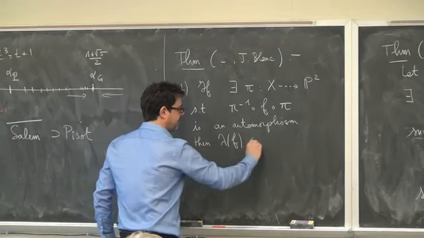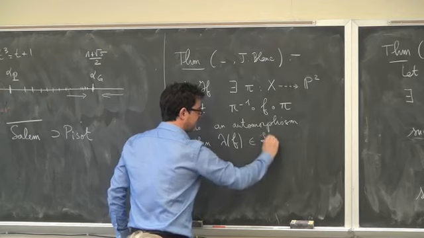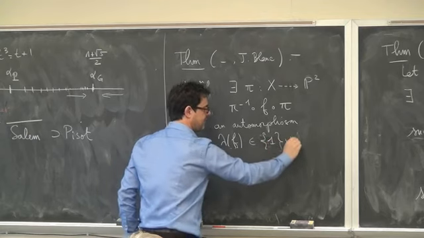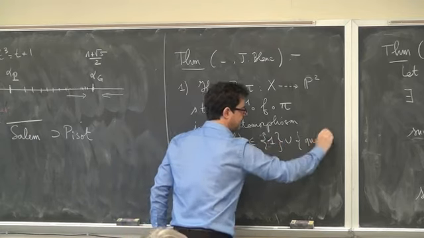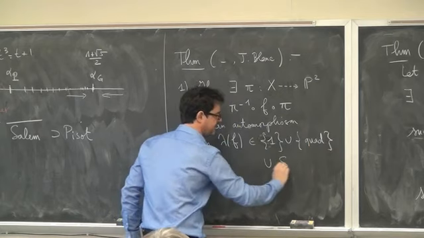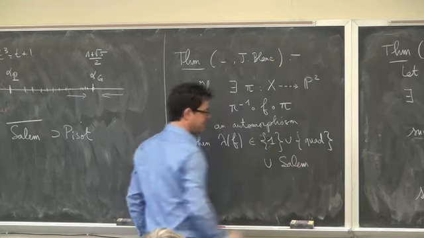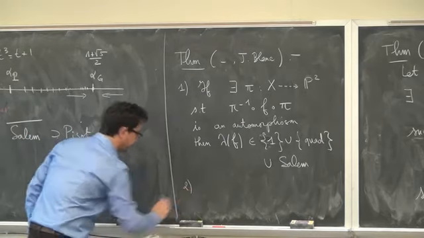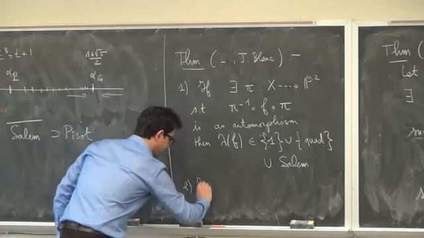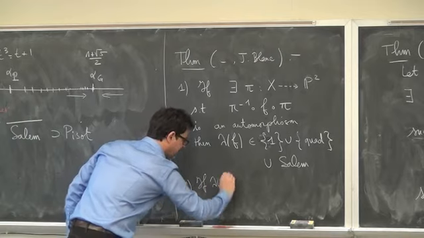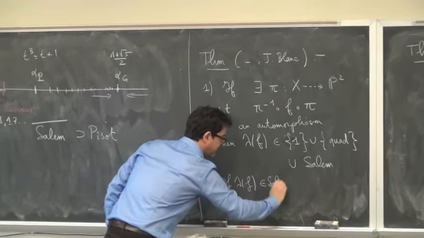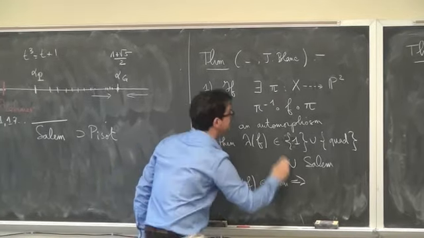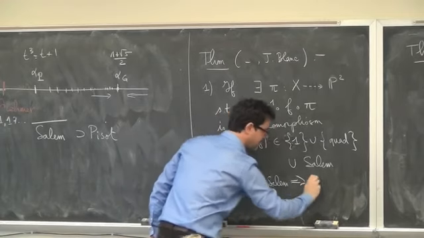lambda of f is, so it can be 1, or it can be a quadratic integer, or it can be a Salem number. So that's not hard to prove. But the interesting point is that if lambda f is a Salem number, then in fact you can construct such a number.